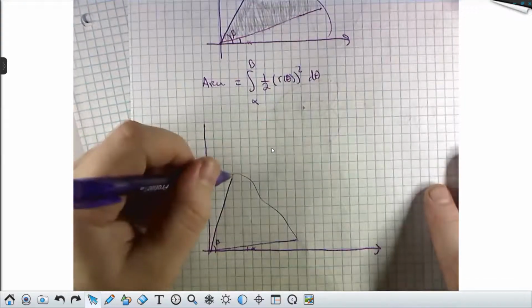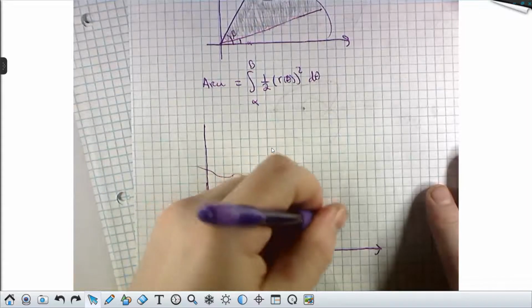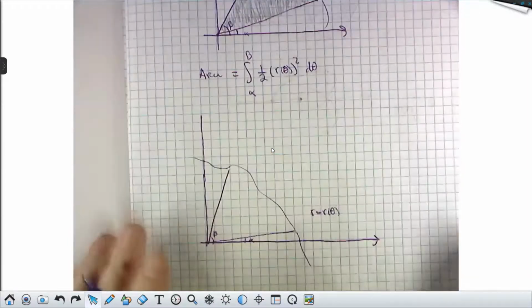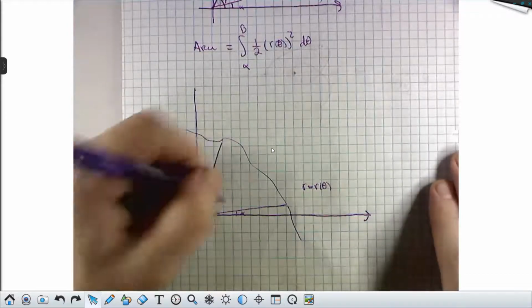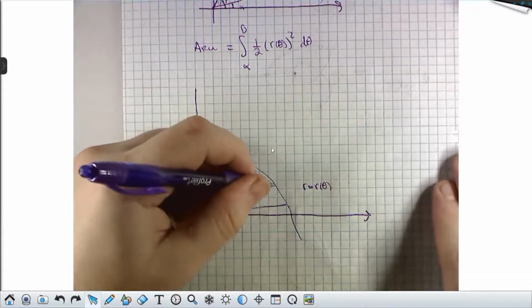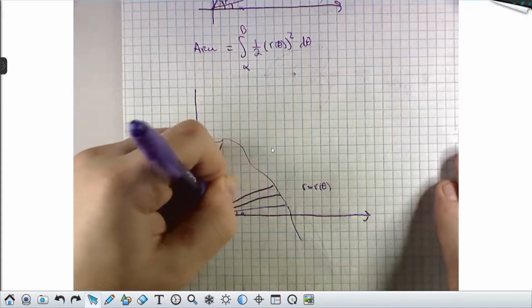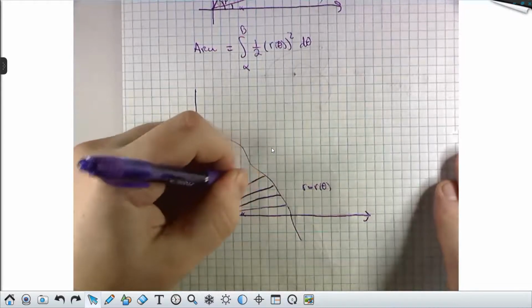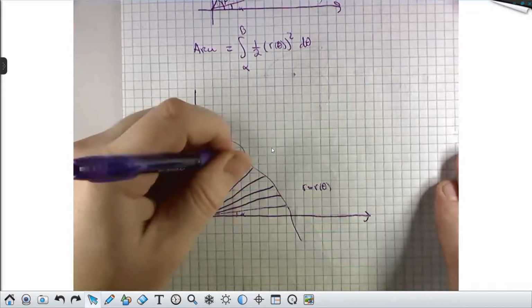Again, the curve here is r of theta. The place that integral formula comes from, you can build a Riemann sum out of these things. You chop it up into little wedges, each one of a kind of angular thickness delta theta.